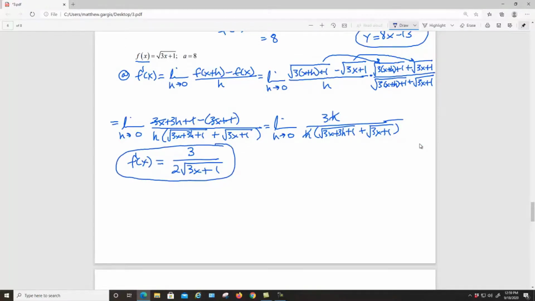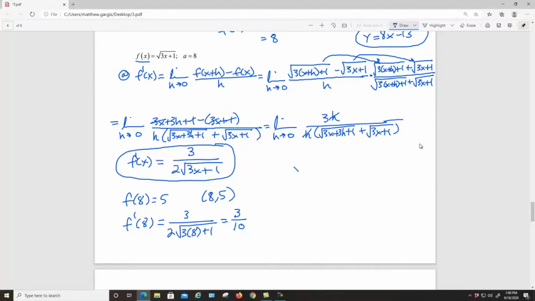Okay. Now, a is 8, so the point that I would be looking at if I plug 8 in the place of x, 3 times 8 is 24 plus 1 would be 25. Root 25 is 5. So (8, 5) would be the point that I'm looking at on the graph. And then the derivative at 8 would be 3 over 2 times root 3 times 8 plus 1. Well, 3 times 8 again is 24 plus 1 is 25. Root 25 is 5. 5 times 2 is 10. So my slope would be 3 over 10.